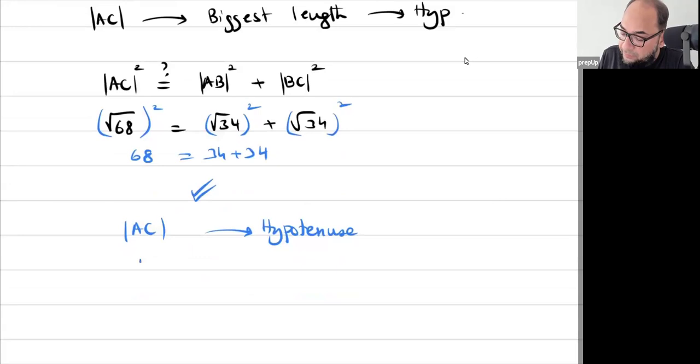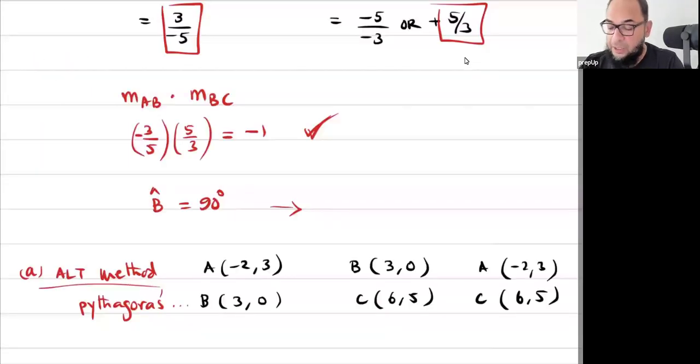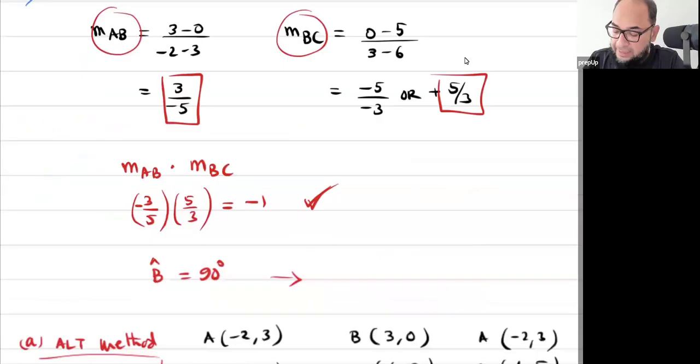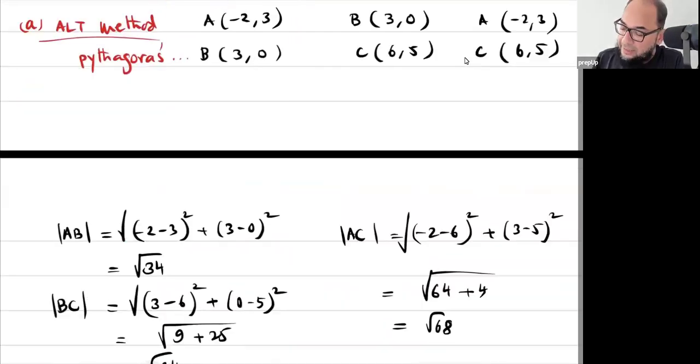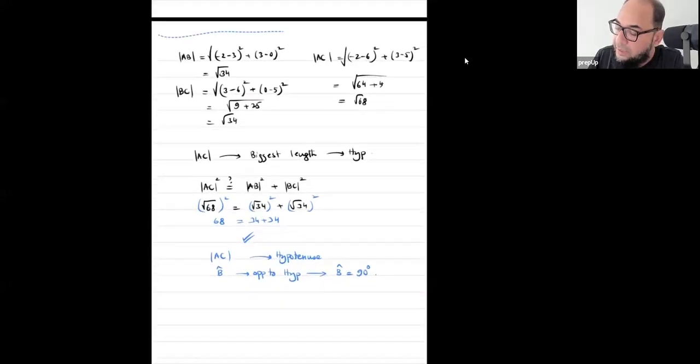and the angle opposite to the hypotenuse. Since A and C are two lengths, this angle B is 90 degrees. So I have proven my point. Is this clear? I have explained this in two different ways. The first way was based upon the concept of slope. The second way is based upon, let me just shrink it down and write it over here.